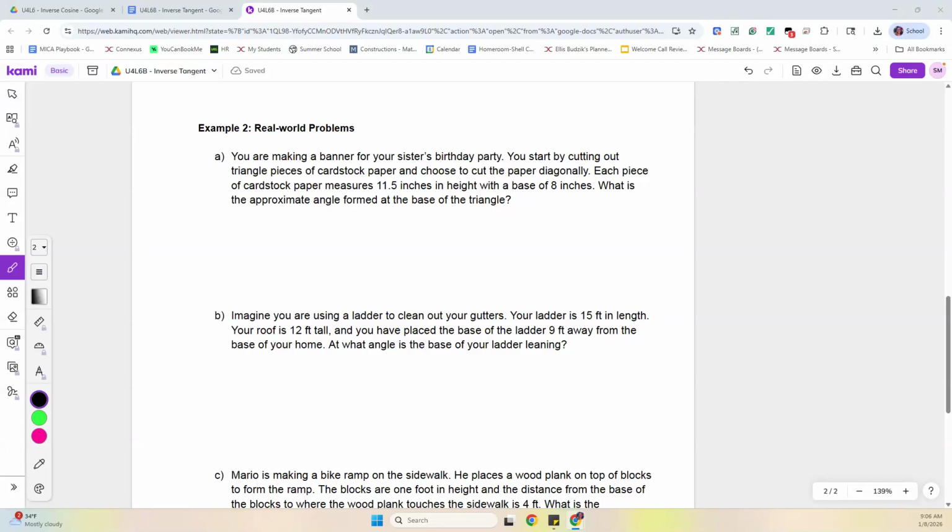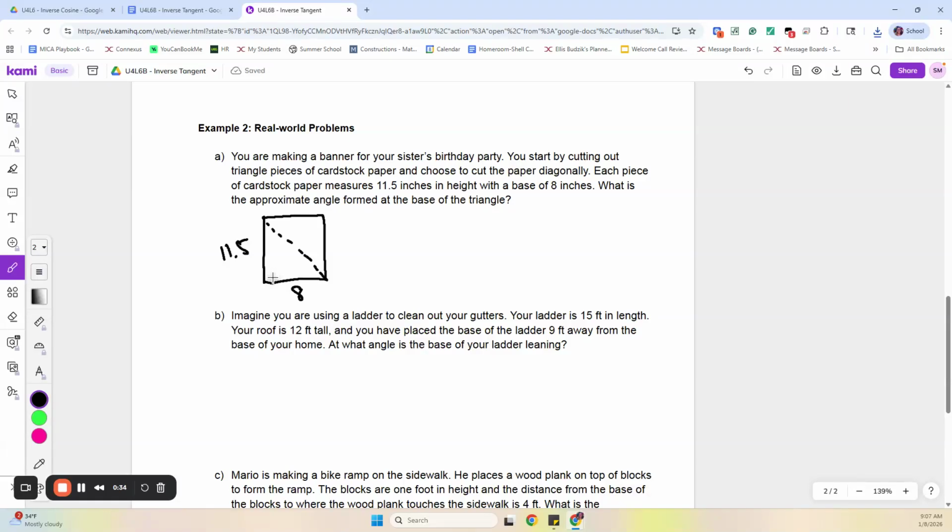All right, now we got some real world problems. So part A, you're making a banner for your sister's birthday. You start by cutting out triangle pieces of cardstock and choose to cut the paper diagonally. Each piece of cardstock measures 11.5 inches in height and a base of 8. So basically we have a piece of paper and then we're cutting this diagonally to make triangles. So each piece of paper measures 11.5 inches in height, 8 inches in base.